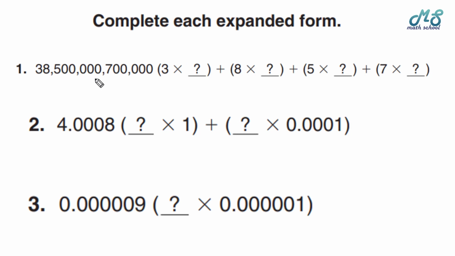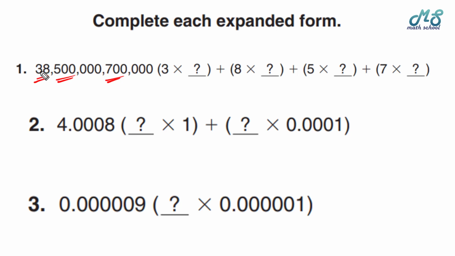Next, complete each expanded form. If we have the standard form of the number, we can write the expanded form of the number. Look at the first one. It's a very large number. We have trillions. 38 trillion, 500 billion, 700,000. Now just write the value of each digit. 3, 8, 5, and 7.